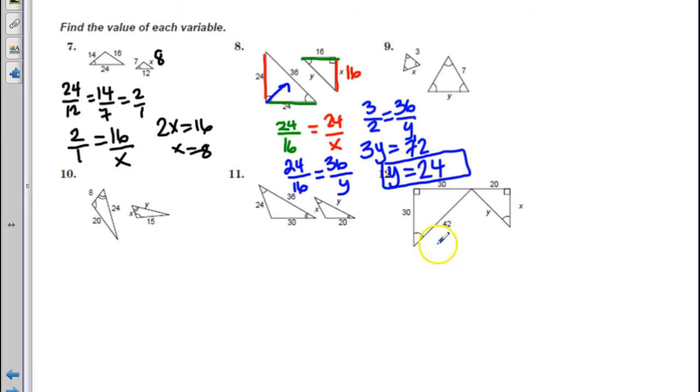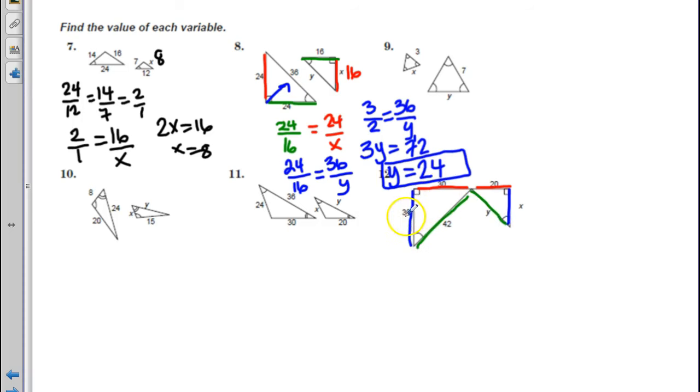All right, so let's jump down and get this last one right here that's kind of pieced together. Go ahead and pause the video, see if you can figure this one out. All right, now that we're back, we need to match up sides. So I see that this leg goes with this one, and I see that this base goes with this base, and I see that this hypotenuse goes with that hypotenuse.